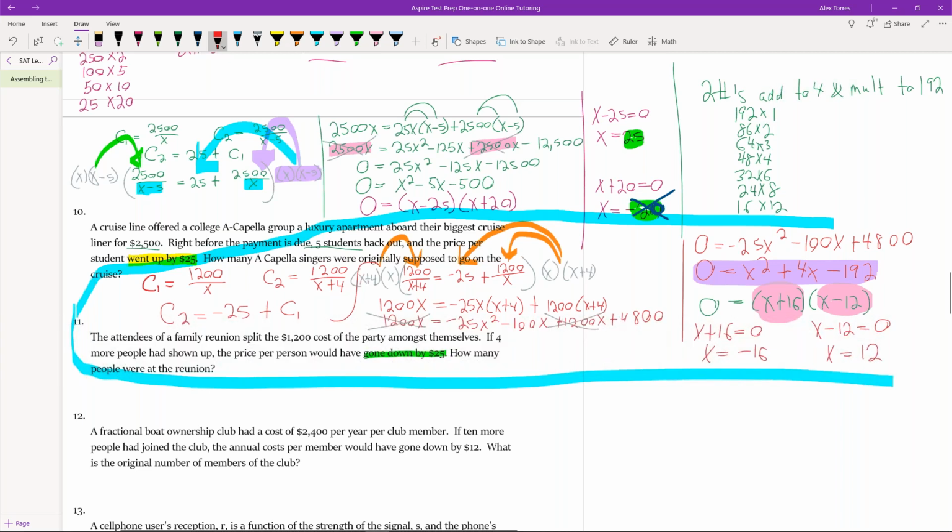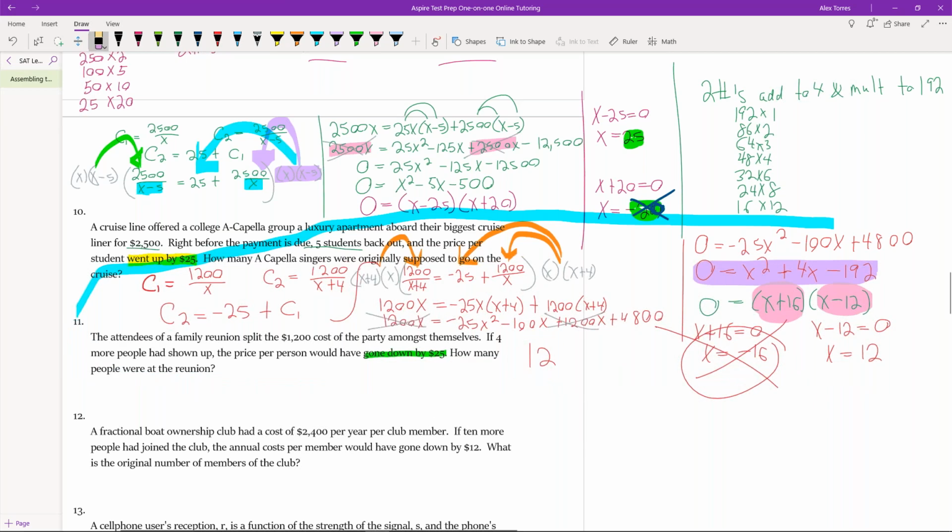And as I said on number 10 as well, the negative number is not relevant here because you can't have a negative number of people. So the answer ends up being 12 for number 11, excuse me. So now we're going over to number 12, to question 12.